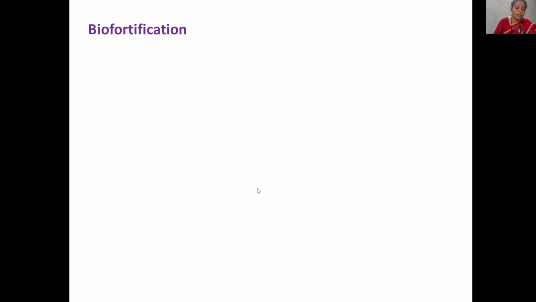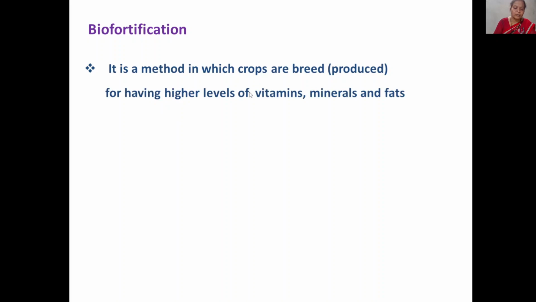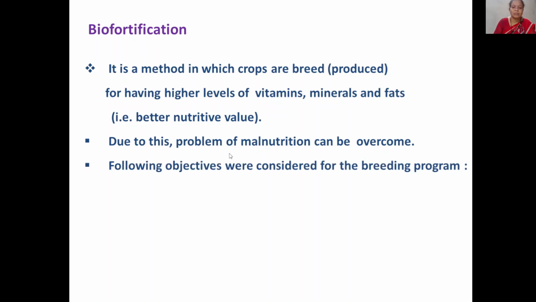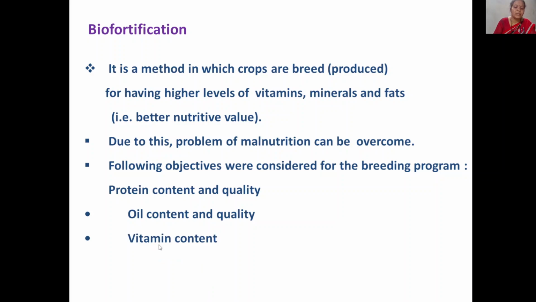Here, the next point is biofortification. Biofortification is the method in which crops are bred for higher levels of vitamins, minerals, and fats, that is, better nutritive value. Due to this, the problem of malnutrition can be overcome. The following objectives were considered for a breeding program: protein content and quality, oil content and quality, vitamin content, then micronutrient content and quality. Go to next slide.